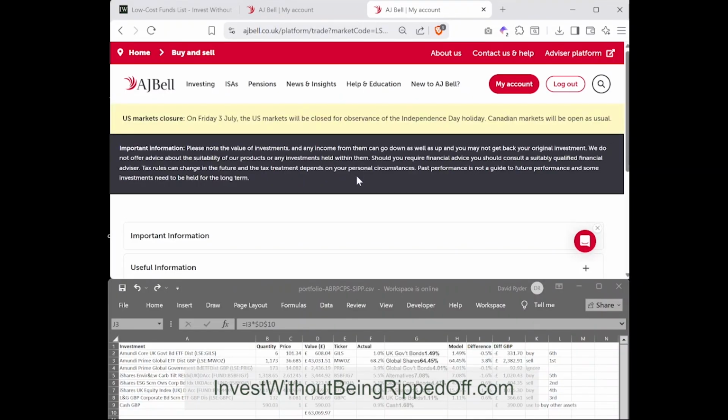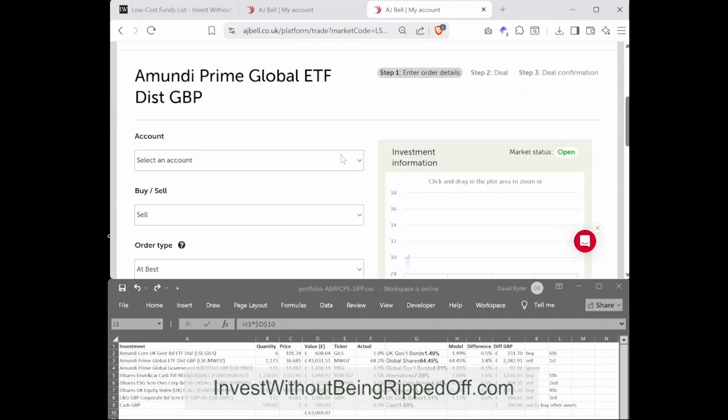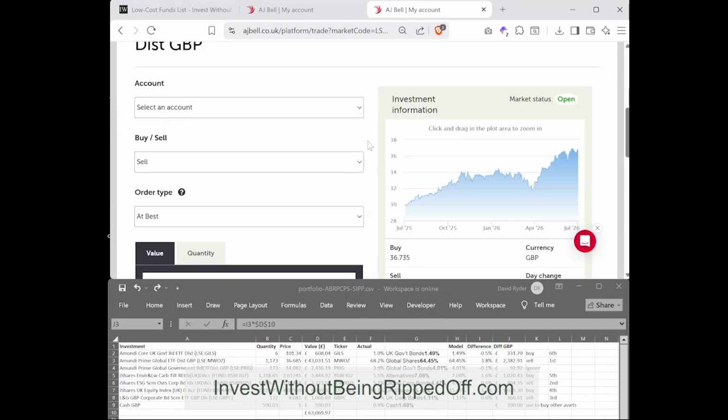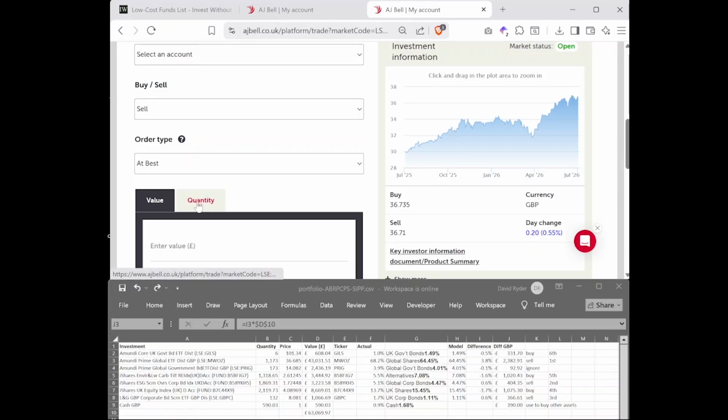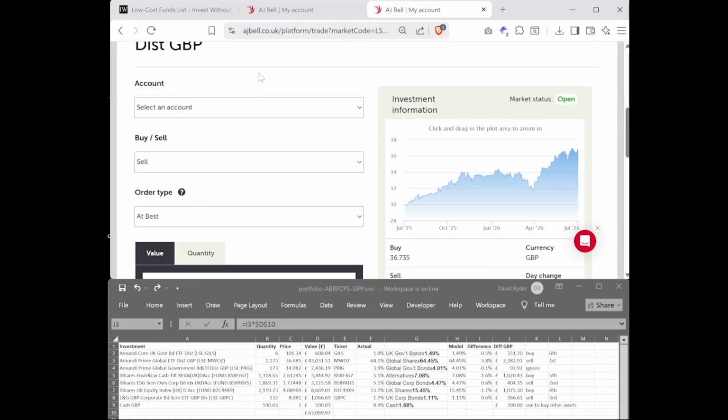And don't panic if you get it wrong. If you buy when you should sell or sell when you should buy, don't panic. You can reverse it. It'll cost you a few quid, but it's not a big deal. Now, I'm not going to go with quantity. I'm going to let these guys work that out for me. So a couple of things first. Select an account. Well, you have to select your account.